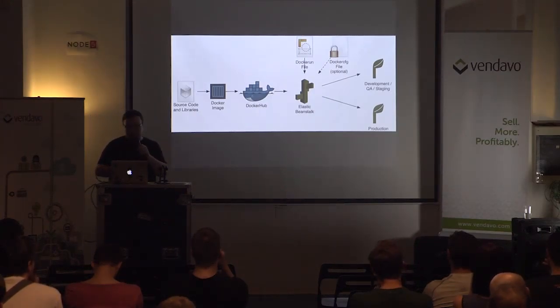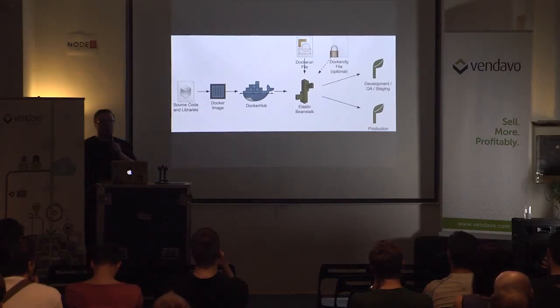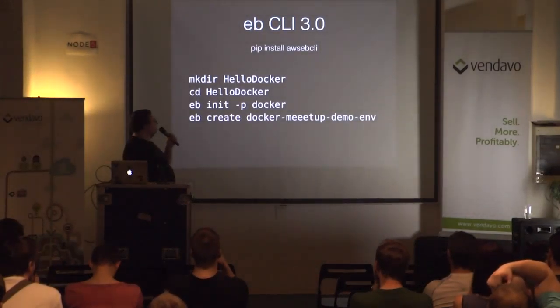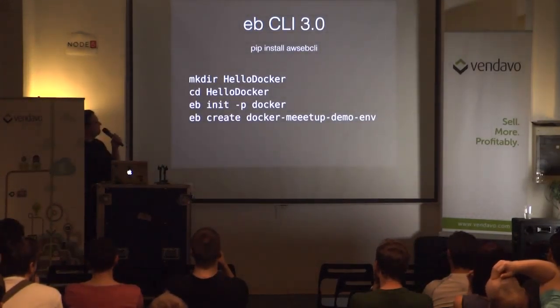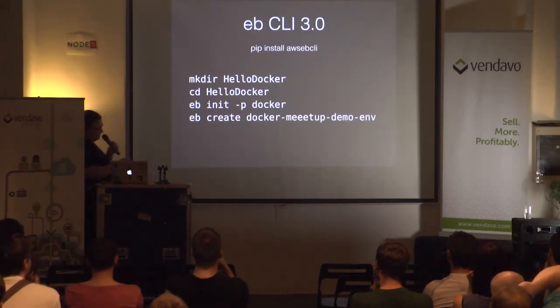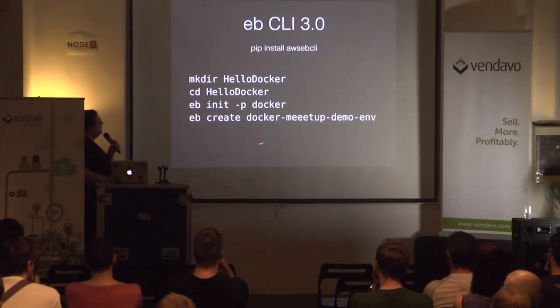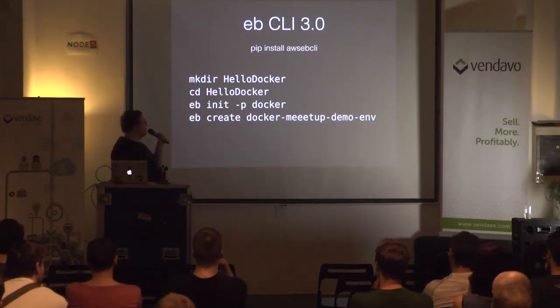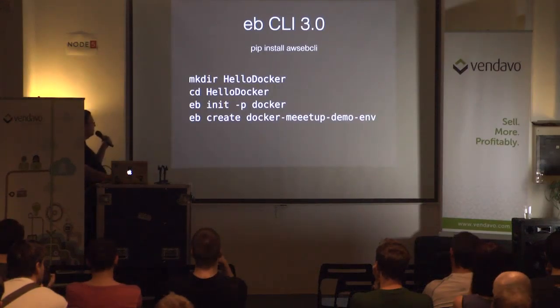You can use the web console, or you can use the command line client that is written in Python. You can install it with this command, and deploying the application is very easy. You can run eb init with the parameter docker, and that creates a new configuration for you with this parameter at localhost.